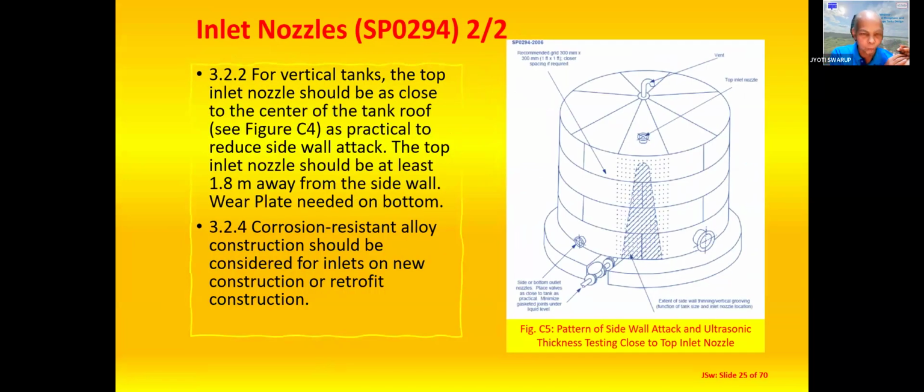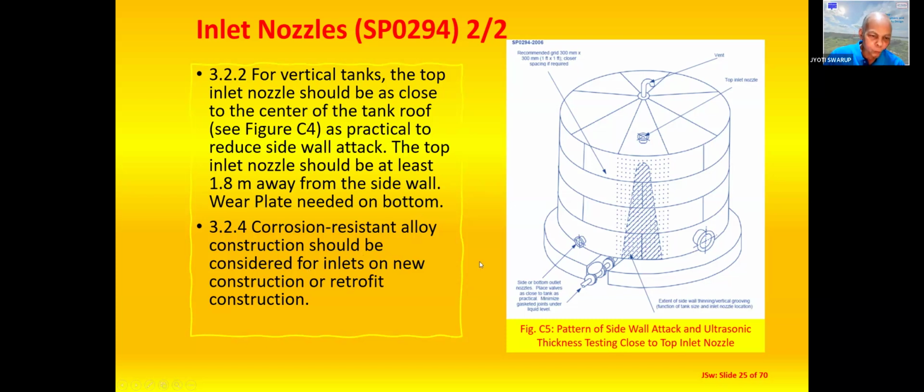Now, inlet nozzles for vertical tanks: the top inlet nozzle should be as close to the center of the tank roof as practical to reduce side wall attack. Because any inlet nozzle near the side wall will attack the surface of the side wall and that may start corroding preferentially, and that should be avoided by putting the nozzle deep inside the tank, closer to the center. The minimum distance should be 1.8 meter away from the side wall, and a wear plate is needed below the inlet pipe.